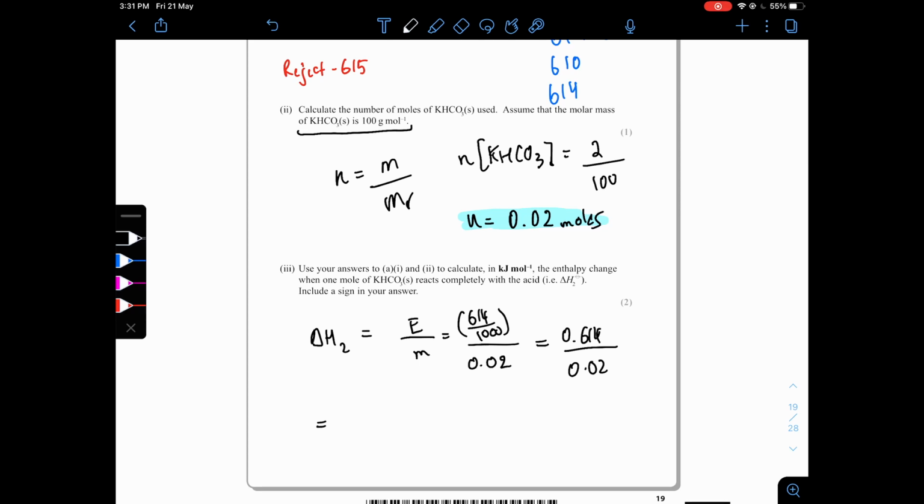If you do 0.614 divided by 0.02, you get 30.7. Now, that's one part of the answer, right? It's not all of it, it's one point. We now need to know what sign we need to add.